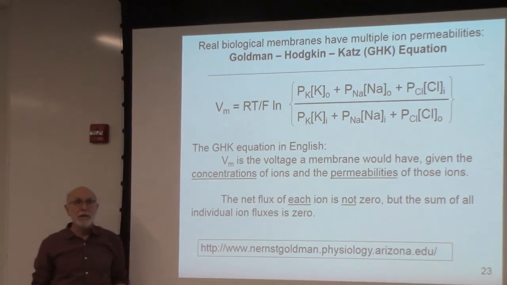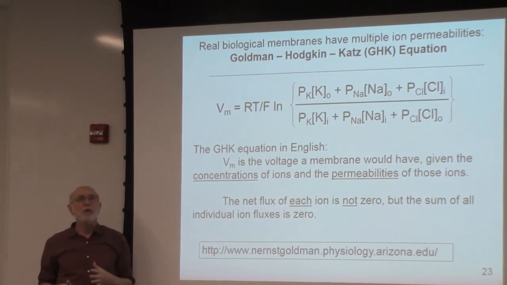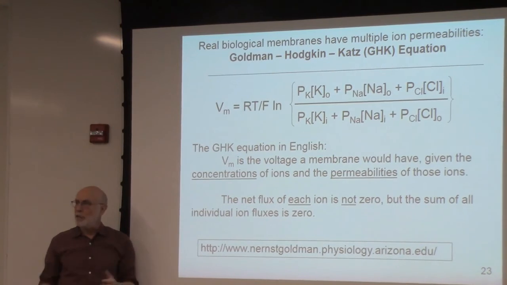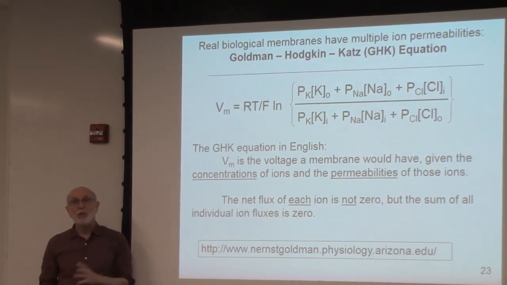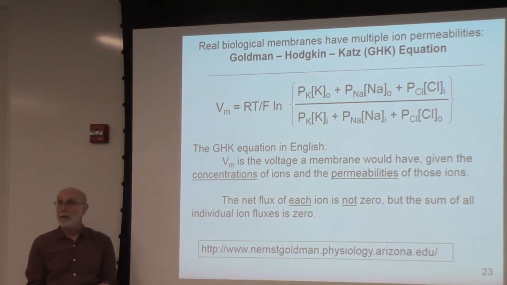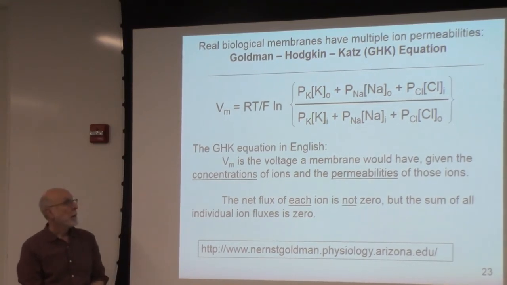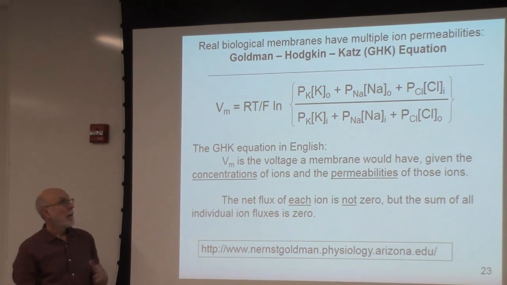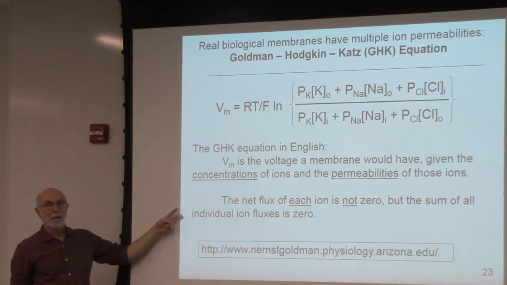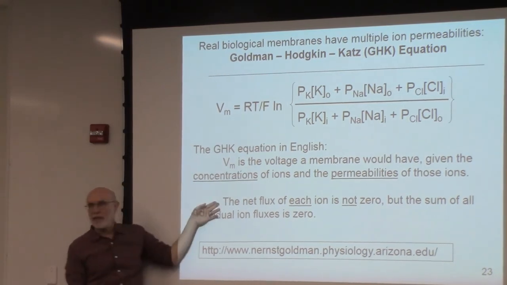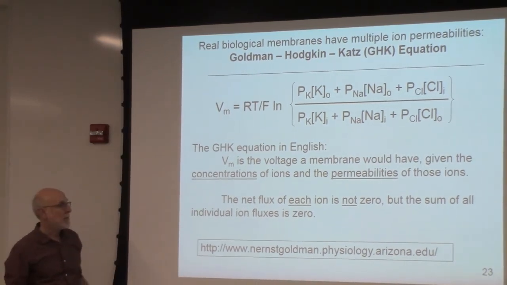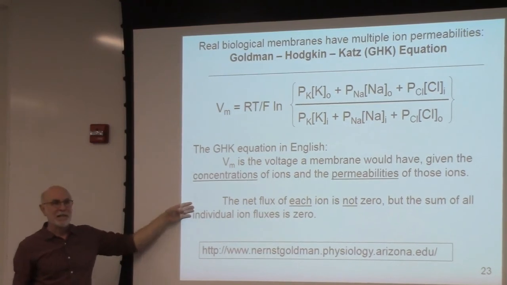So this is real, right? Because a membrane is permeable not just to sodium or not just to potassium. That's what defines Nernst. But now we're getting into a real situation where we have multiple permeabilities. Let's just ignore this. We don't need to know this. This is getting into the biophysics.